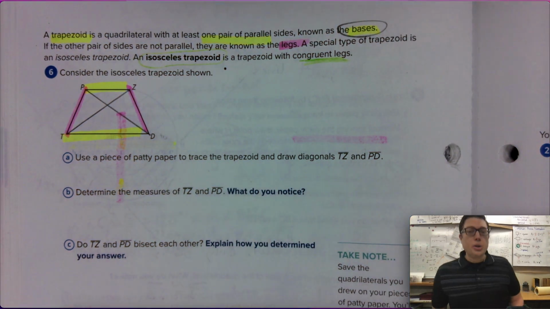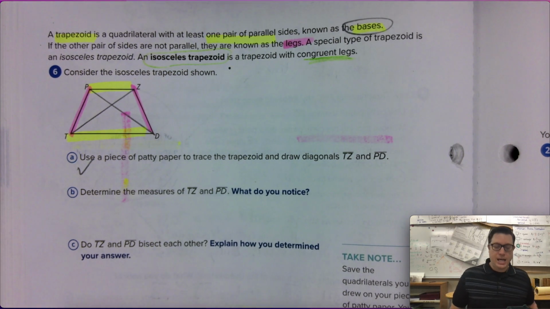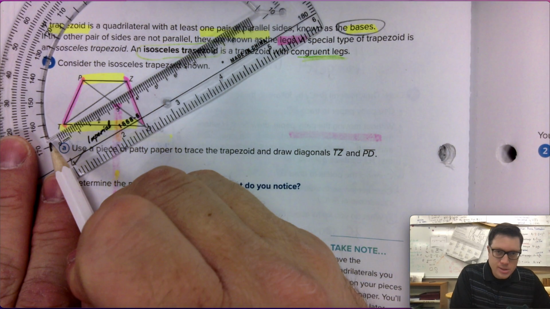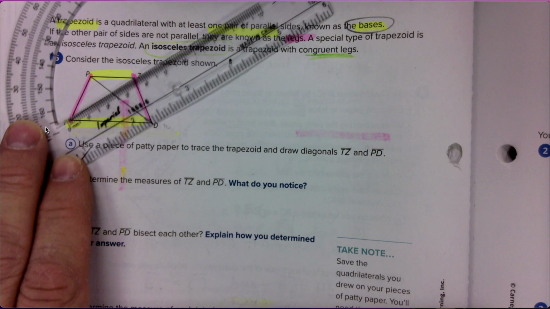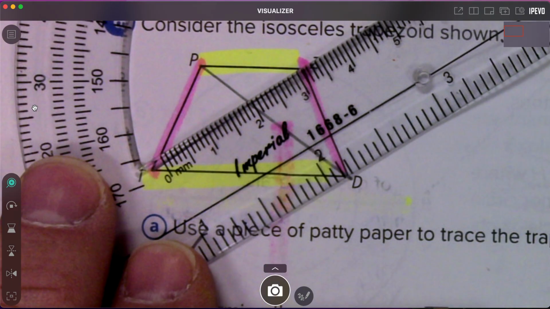All right, now determine the measures of TZ and PD. Let's use millimeters for this one. And so you have to also notice sometimes you make a judgment call where you don't actually start at 0. You start at a different value. Zoom in. There we go.